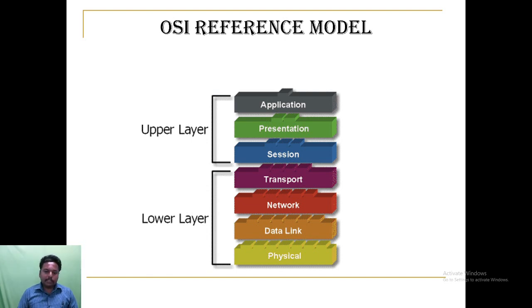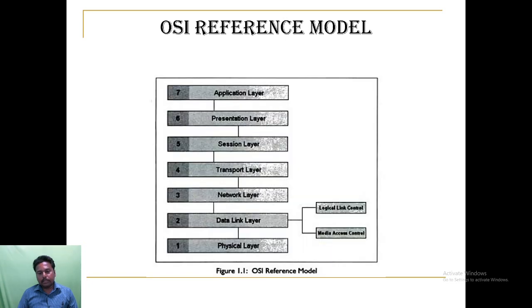The top 3 layers are called upper layers, and the remaining bottom 4 layers are called lower layers. The upper layers are application, presentation, and session. These layers are the software platform in this concept. And the lower layers are transport, network, data link, and physical. These are the intermediate platform layers, so they are called lower layers.